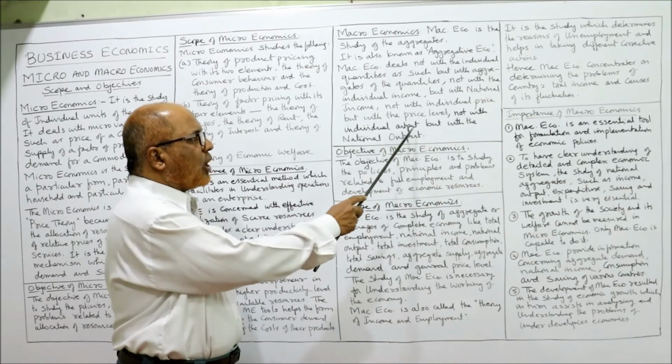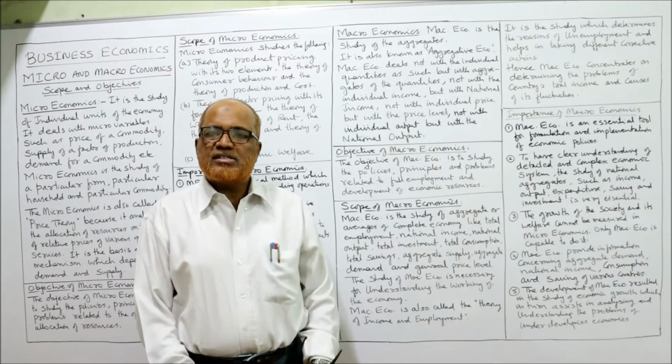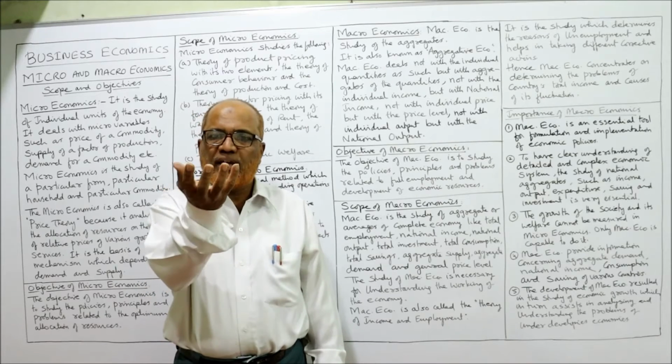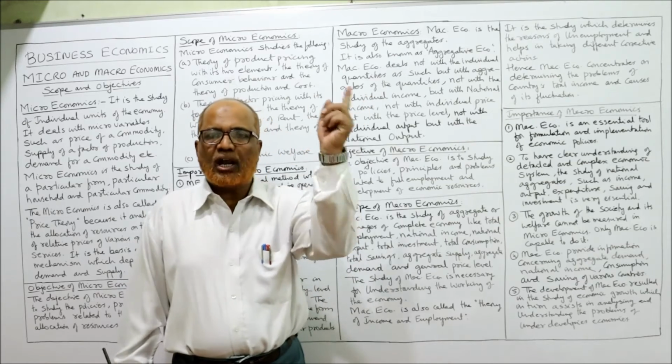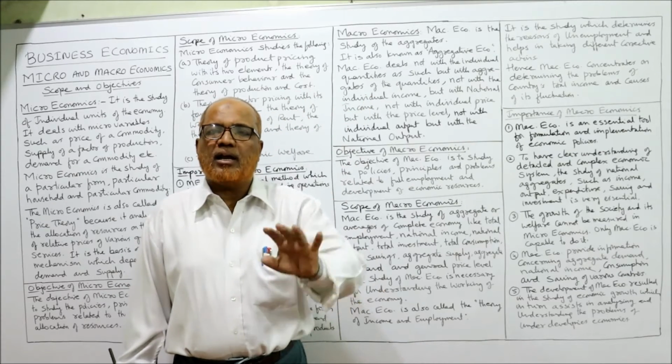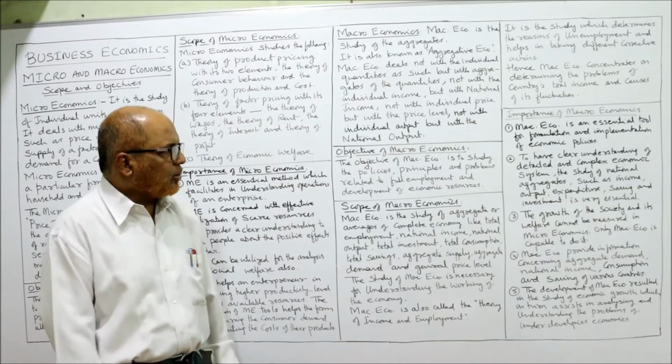And not with individual output, but with the national output. Just now I told you, when we study only individual output of a unit, it is called micro. When we study the national output of the whole country, it is called macroeconomics. This is the definition of macro.